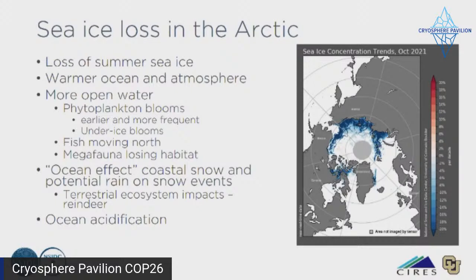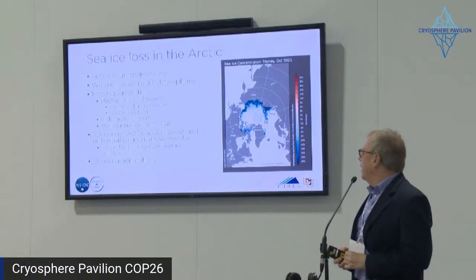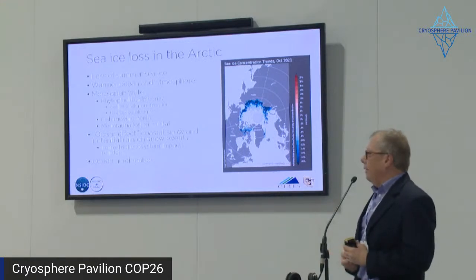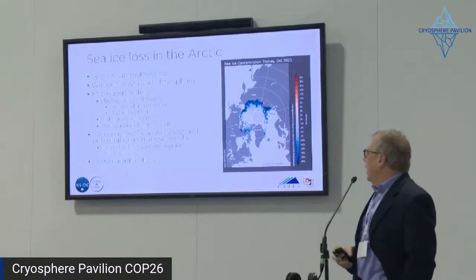More open water is going to mean more phytoplankton blooms earlier, potentially, and more frequent, and more under ice blooms. Fish habitats are moving north as there's more open water, as well as other open water species, and then megafauna losing habitat, which is well known.